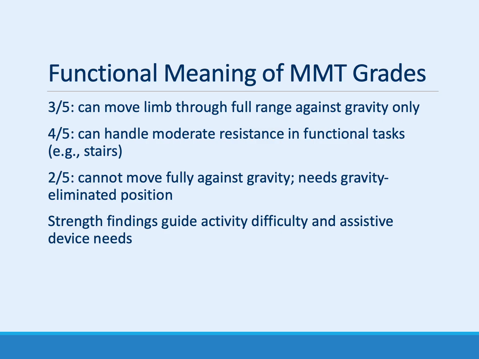A 2 out of 5 muscle can't complete full range of motion against gravity, so that patient might require gravity eliminated exercises or an assistive device to compensate in order to maintain functional independence and safety. So when we're looking at exam questions, we want to connect the described manual muscle test grade to what the patient realistically can or can't do safely.